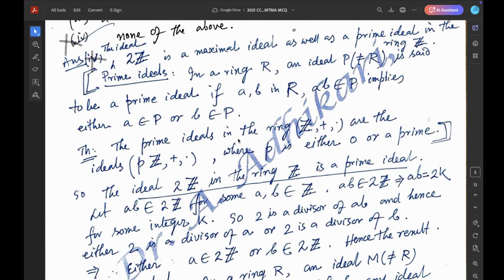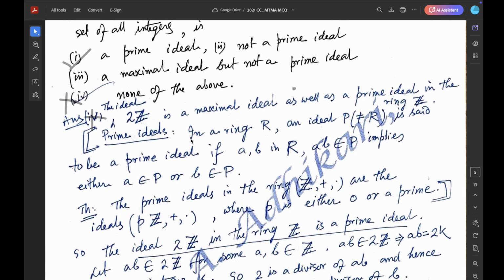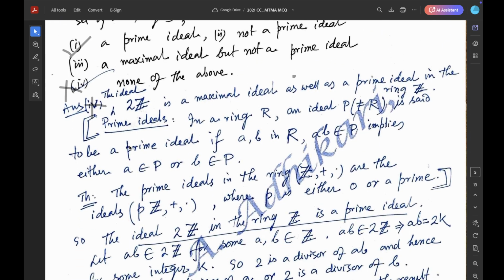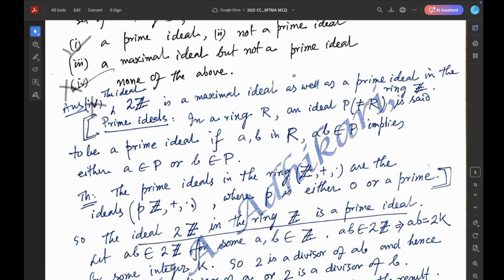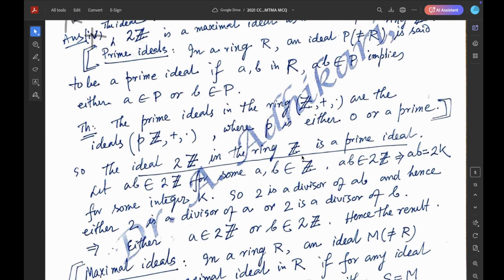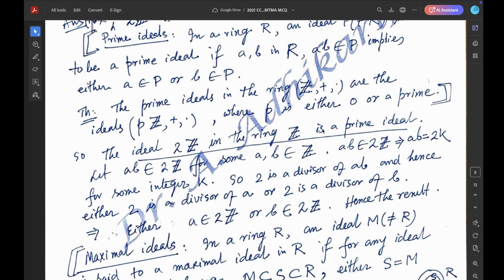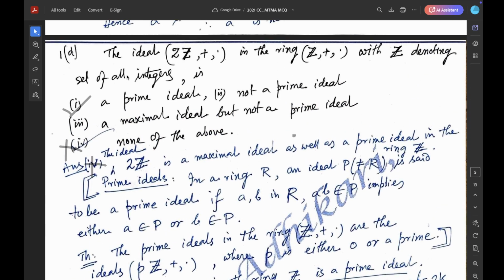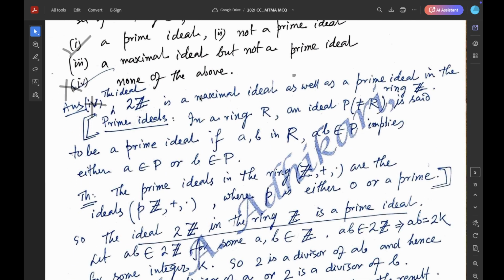The prime ideals in the ring Z are the ideals PZ, where P is either 0 or a prime. So here 2 is a prime, so obviously 2Z is a prime ideal by this theorem. So the ideal 2Z in the ring Z is a prime ideal, so the correct option is option 1.